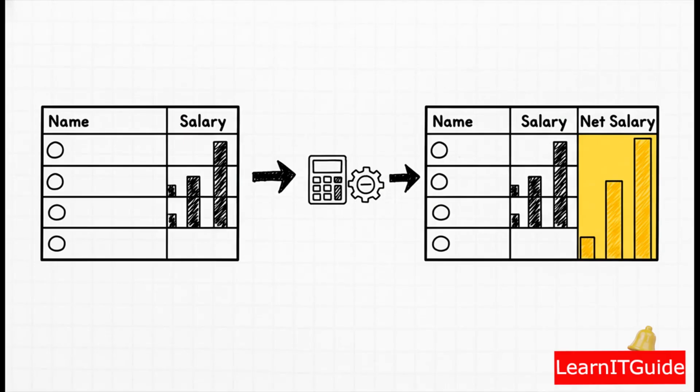Another thing you'll do all the time is create new columns from the ones you already have. It's just like adding a formula in a spreadsheet. Here, we're just creating a net salary column by taking the salary and subtracting, say, a 10% tax. Super straightforward and incredibly useful.